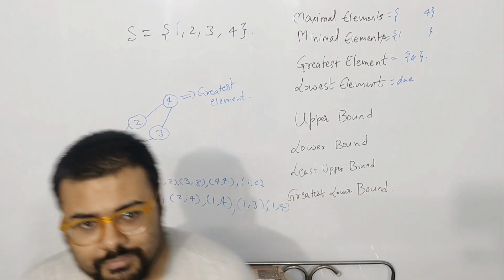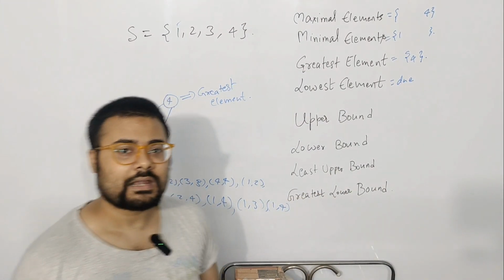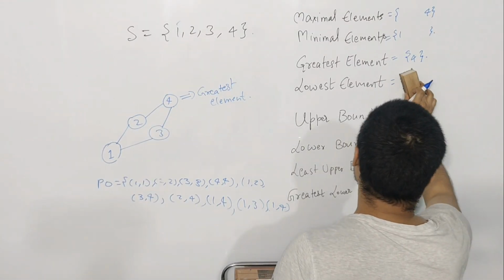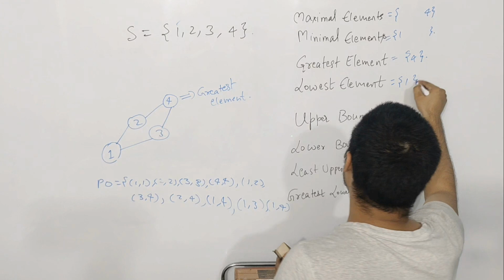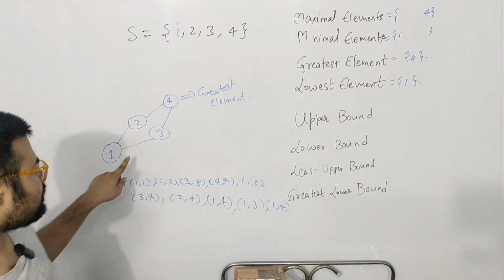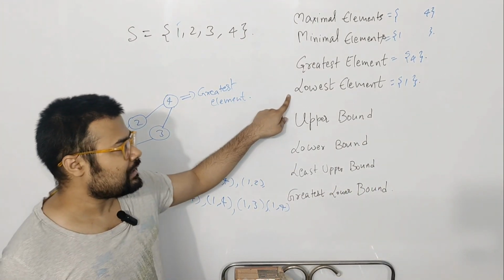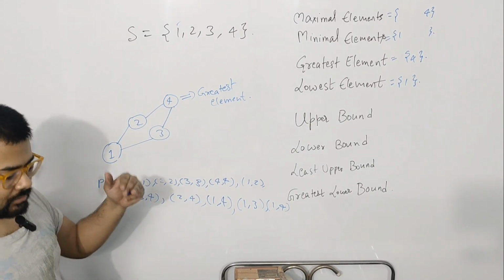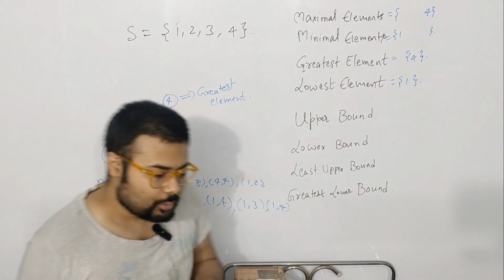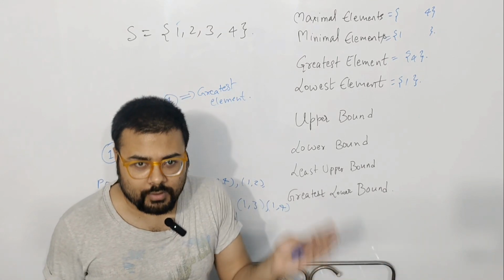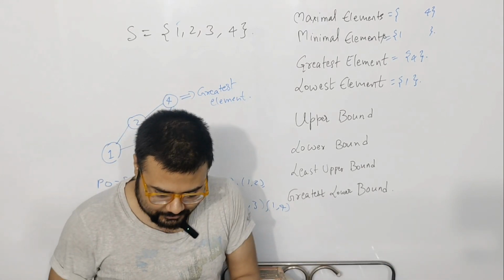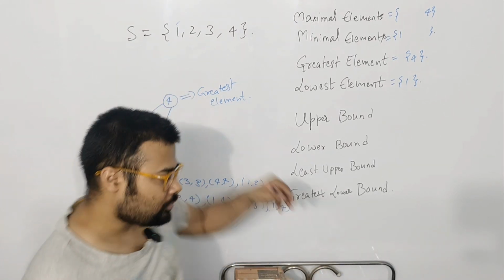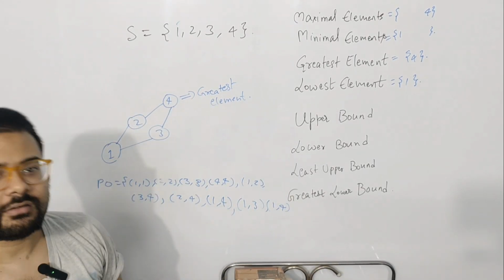So if you have a unique minimal element, then that unique minimal element is your lowest element. And so we say that your Hasse diagram is lower bounded, which means bounded at the base. You won't go infinitely deep.